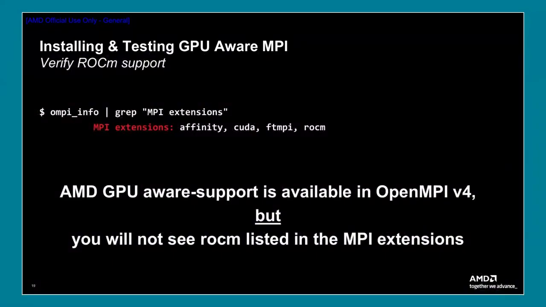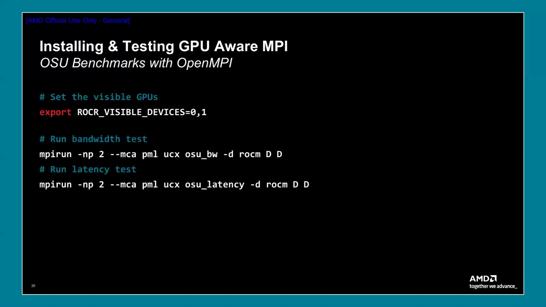We also have, again, a repository I'll share shortly, where you can get some scripts. Now, if you want to verify that installation, of course, if you're a user as well, if you are using OpenMPI, you want to make sure it has GPU-aware support for AMD devices. You just run ompi_info. You'll grep for the MPI extensions, and you should see ROCm in that list. Again, AMD GPU support is available in version 4.5, but you will not see ROCm listed in the MPI extensions.